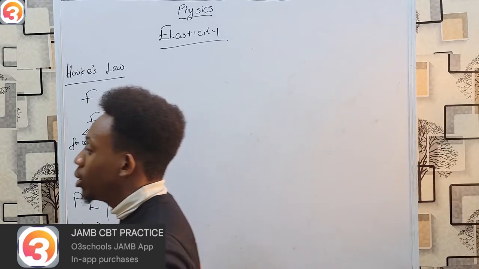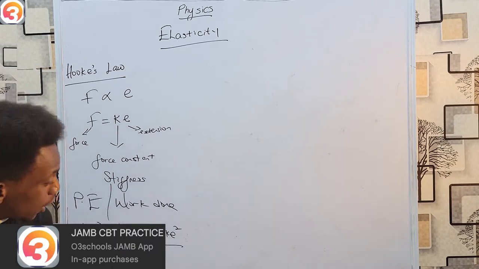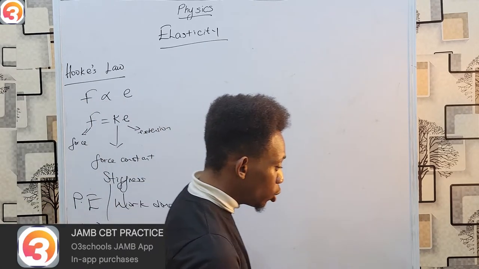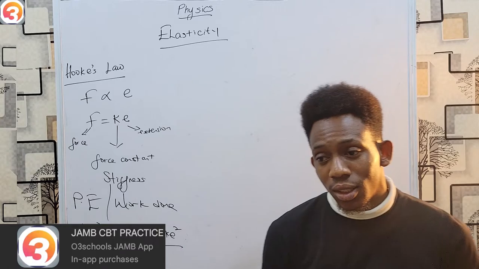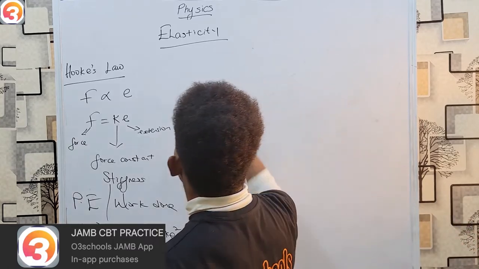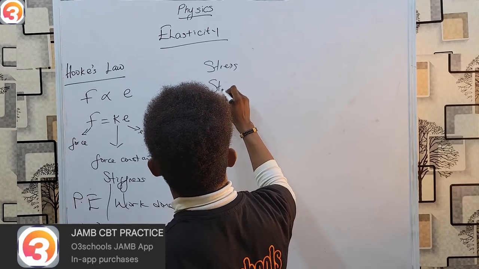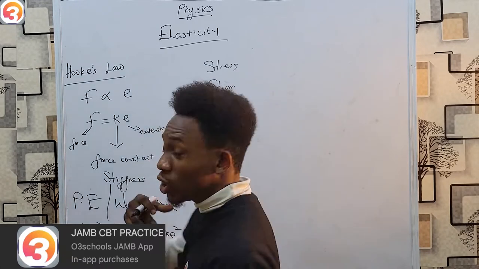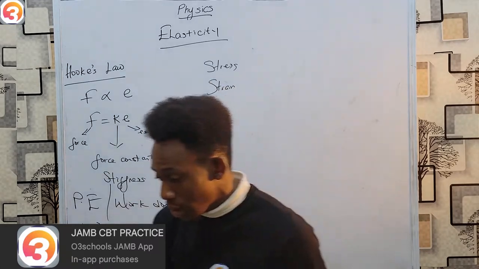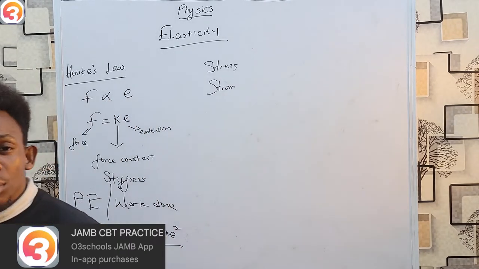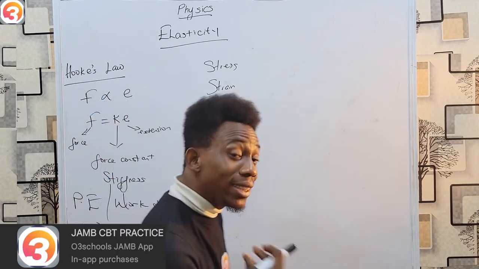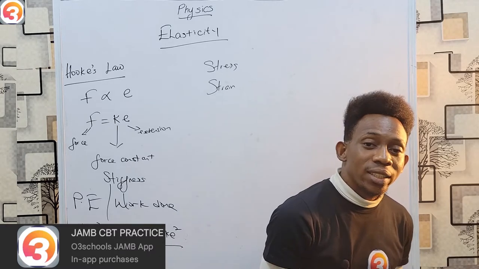Now, as we proceed, the other things you begin to see as you study elasticity are stress and strain, which are some very important concepts. And at this O level, we're still looking at the simplest form, which is the tensile stress and the tensile strain.